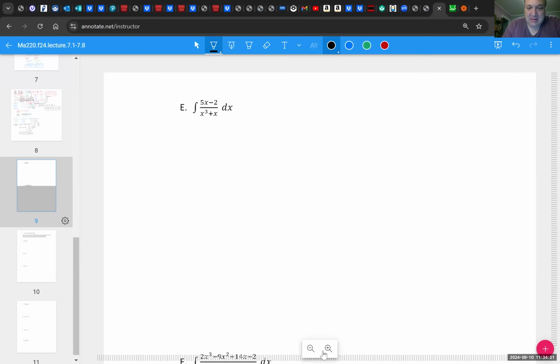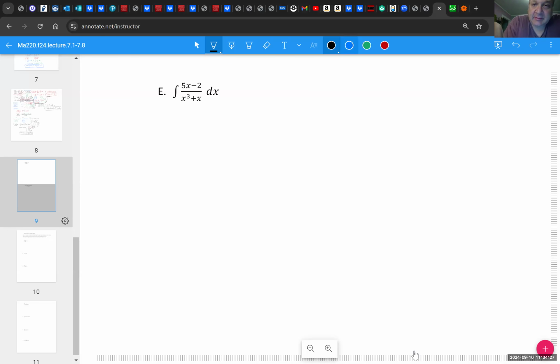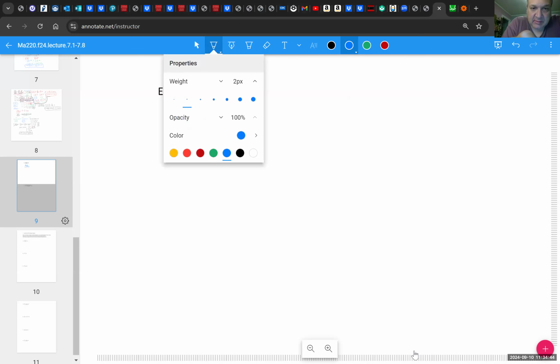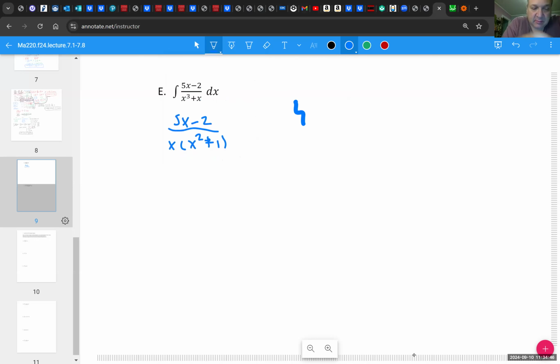All right, so E, we have another x cubed thing, so we can factor this as before. So I get 5x minus 2, and on the bottom I have x and x squared plus 1 when I factor that. Okay, so let's see if I can make this. That's bigger.